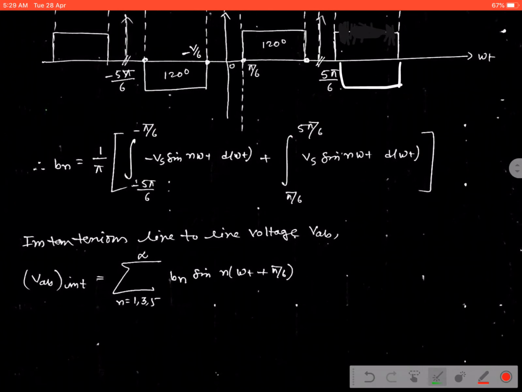One more thing is very important to understand. Actually this is the coefficient of the periodic function. So what is the periodic function? This one.